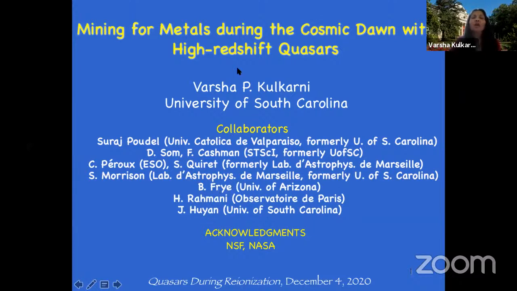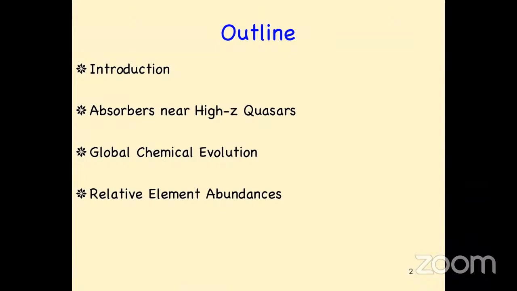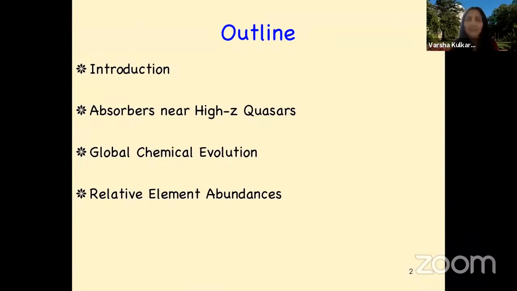So I'm going to talk about mining for metals during the cosmic dawn with high-redshift quasars. And I'm going to talk both about surroundings of quasars, so gas around quasars, but also going further out to probe the global cosmic chemical evolution with quasars. Okay, so here's my outline. I'll give a very quick introduction and then talk about absorbers near high-redshift quasars, and then global chemical evolution, and then finally relative element abundances.